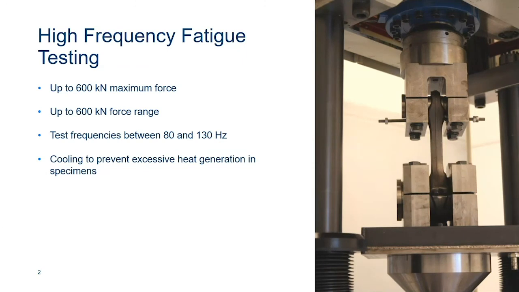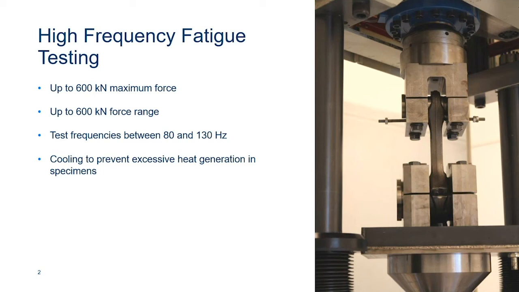We have four test machines with various load ranges and maximum loads. The largest one can go up to a maximum force of 600 kilonewtons. It can also do that in compression, but the load range is limited to 600 kilonewtons, in both compression and tension, or a variation of both. The test frequencies range from 80 to 130 hertz, depending on the size of the machine and the dimensions of the test specimens.